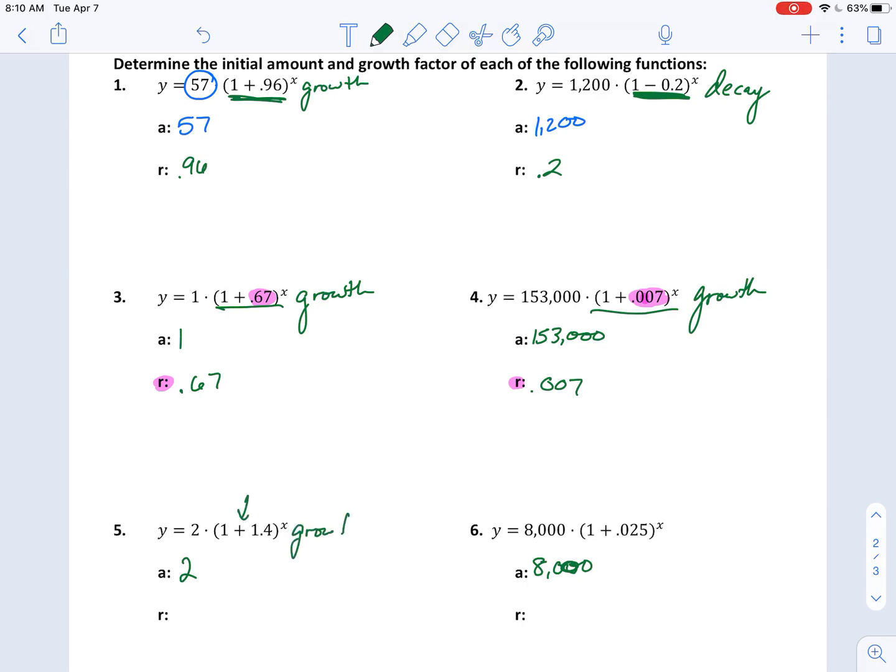So initial amounts, again, are those first numbers you see. And here I'm adding to 1. So that's going to be growth. And in number 6, still adding to 1. So that's also going to be growth. And the growth factors will be 1.4 and 0.025. Okay.